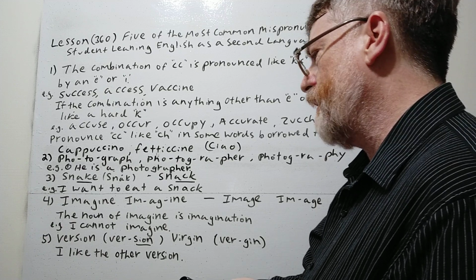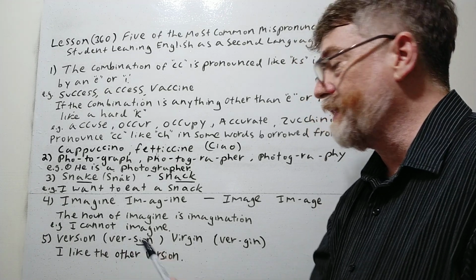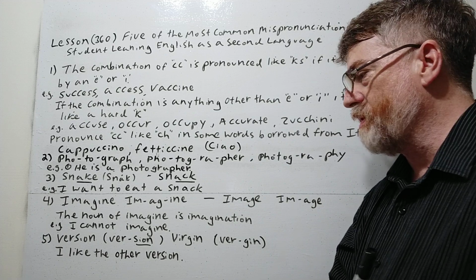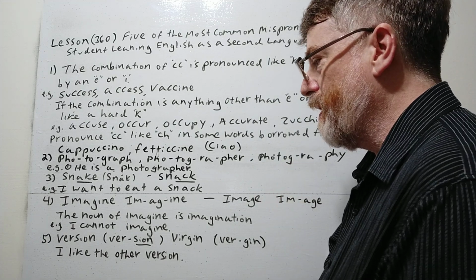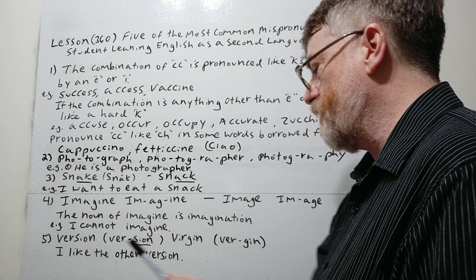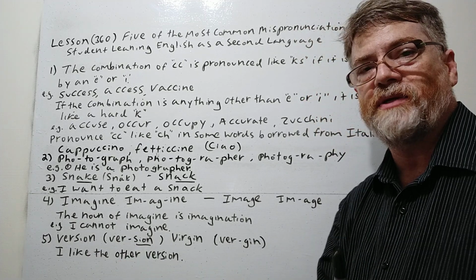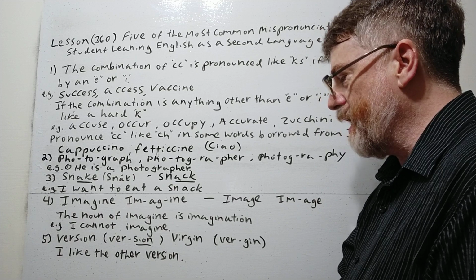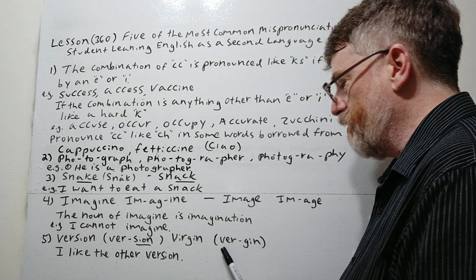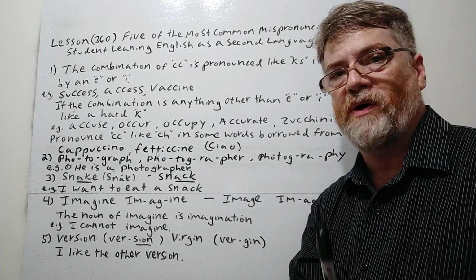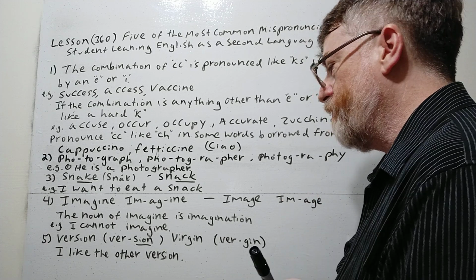All right, let's look at the last one, which could also, you know, cause possibly an embarrassing situation if you pronounce it wrong. The difference between version and virgin. A lot of students have problems with this. Again, I would probably focus more on the end, because the beginning sound, the ver sound, is the same in both. That's what probably causes most confusion.